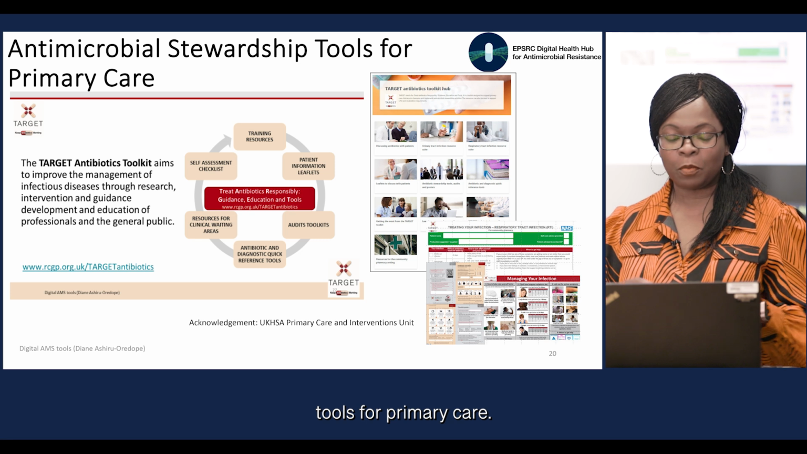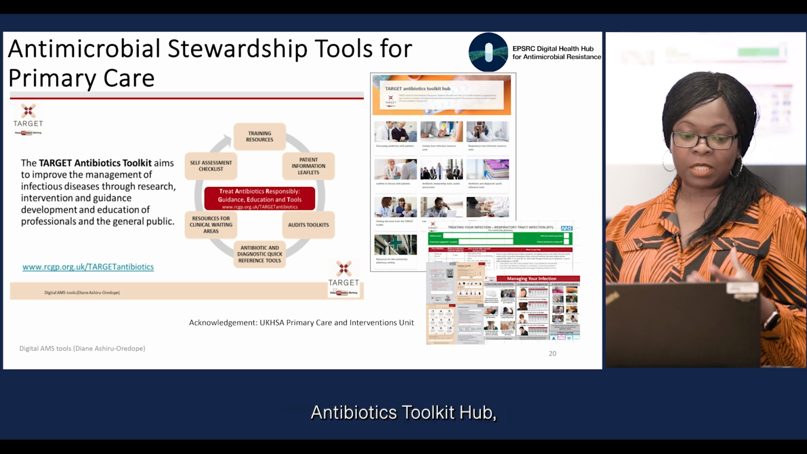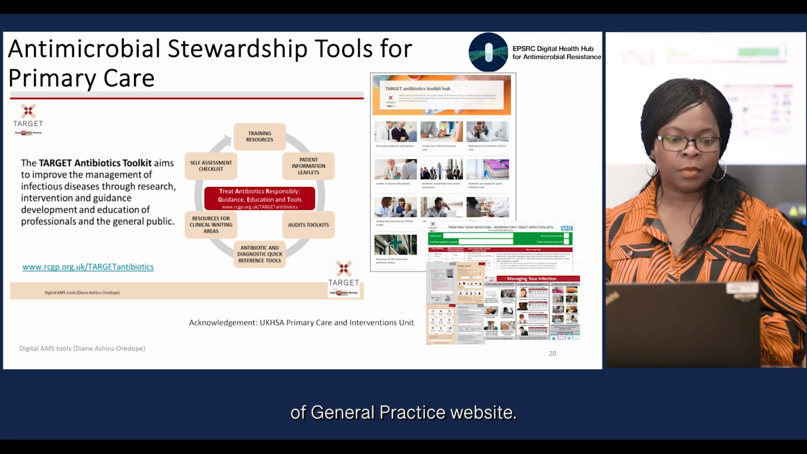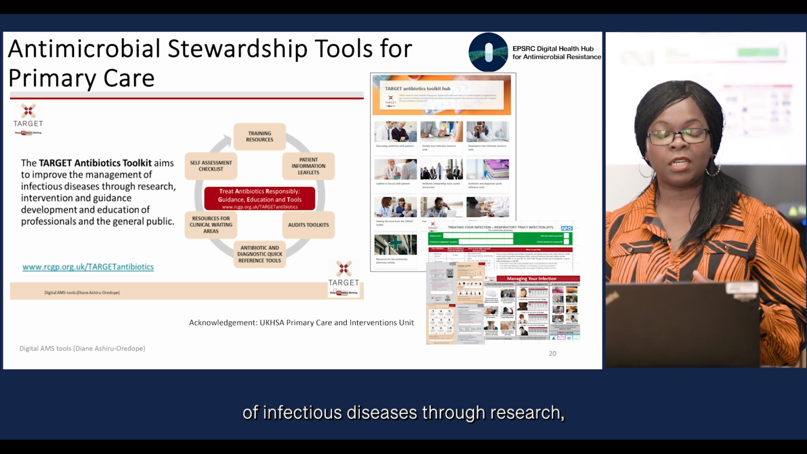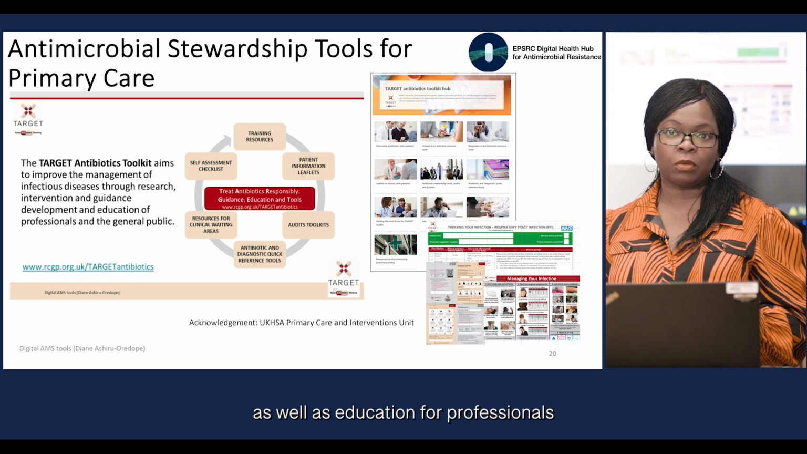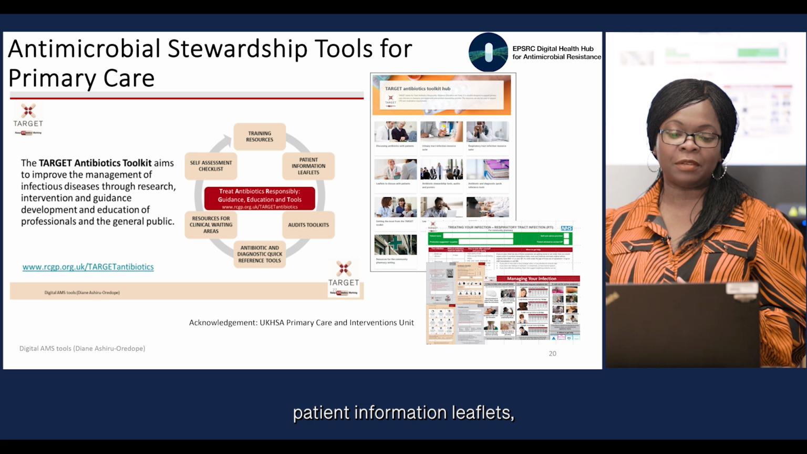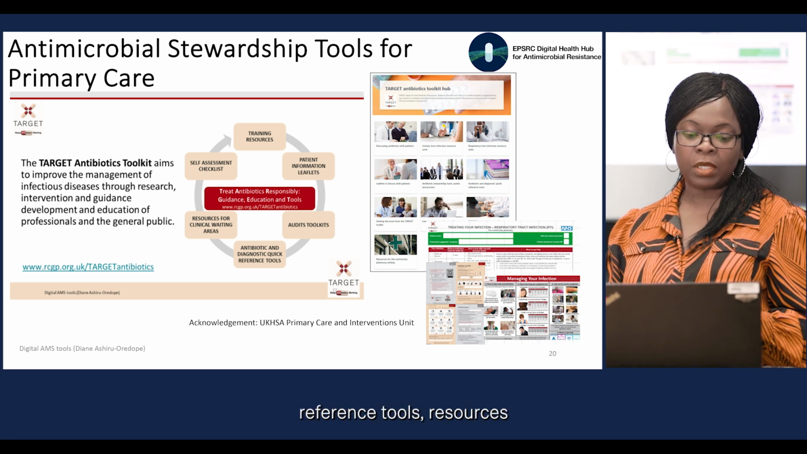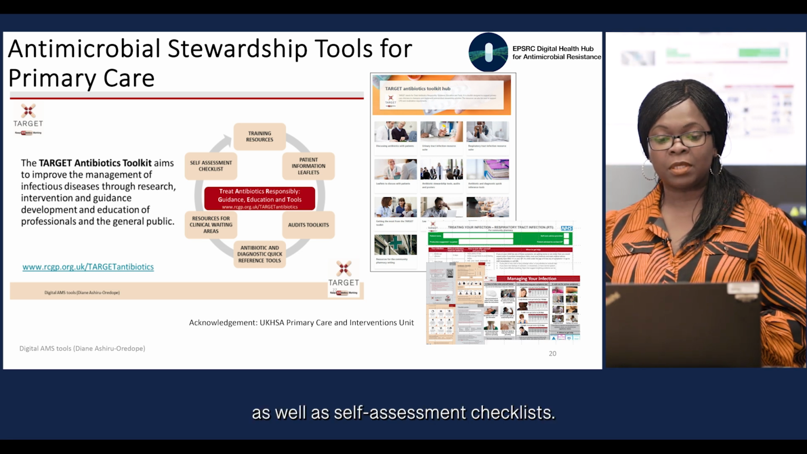Antimicrobial stewardship tools for primary care. The majority of the tools available nationally are on the Target Antibiotics Toolkit hub, which sits on the Royal College of General Practice website. The Antibiotics Toolkit aims to improve the management of infectious diseases through research, intervention, and guidance development, as well as education for professionals and the general public. It includes training resources, patient information leaflets, audit toolkits, antibiotic and diagnostic quick reference tools, resources that can be used in clinical waiting areas, as well as self-assessment checklists.